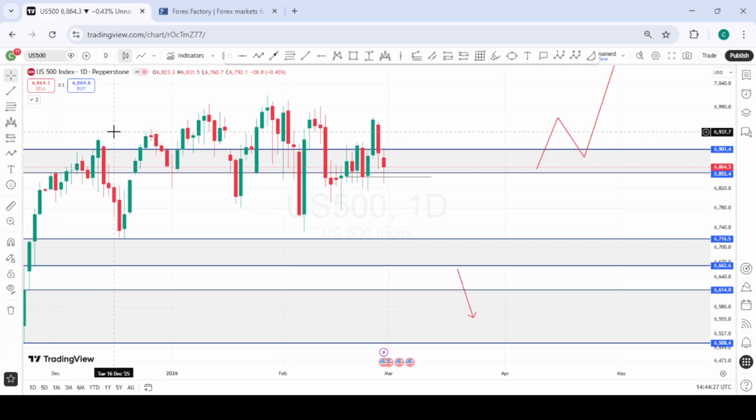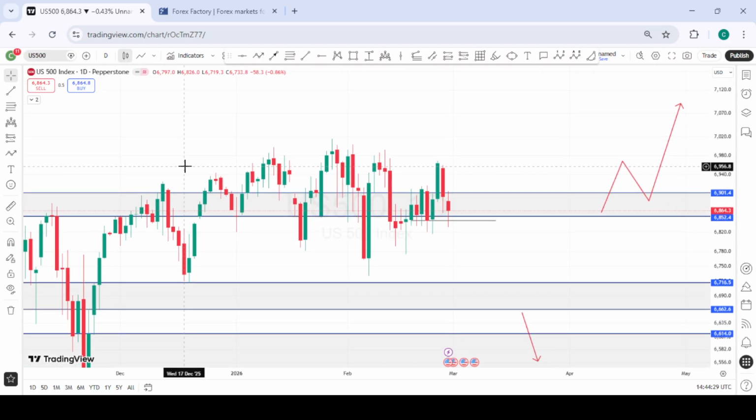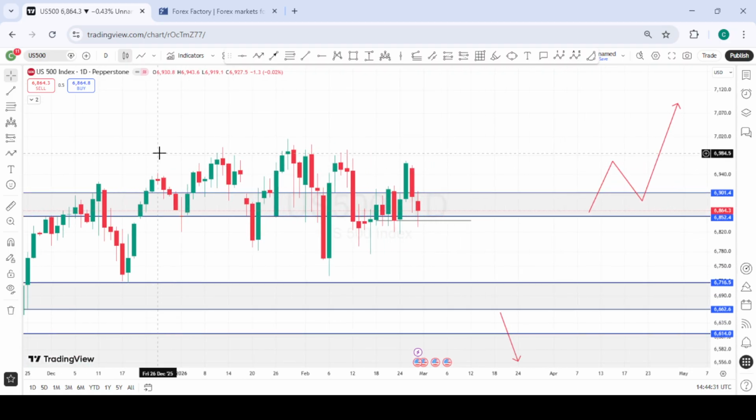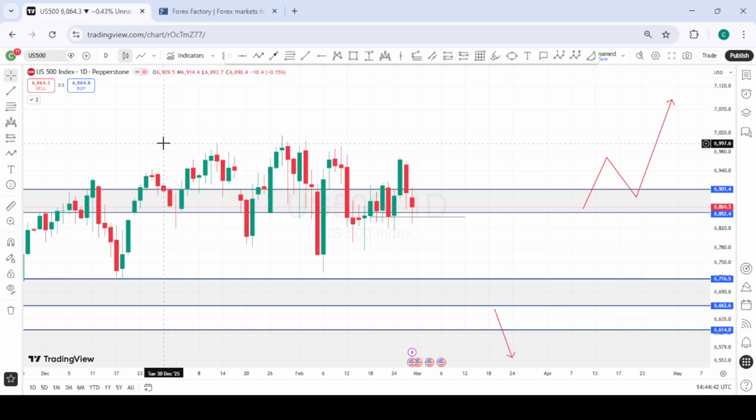This is the S&P 500. These indices misbehaved last week. They were all over the place, and even though most of the pairs were indicating a bullish side for the indices, the S&P 500 is looking bearish now. It's giving a bearish sentiment.